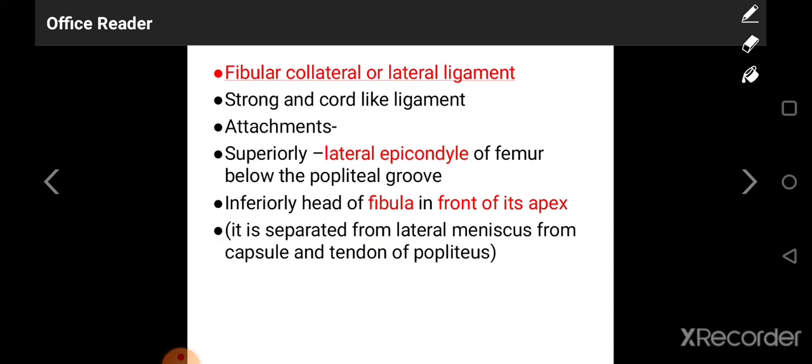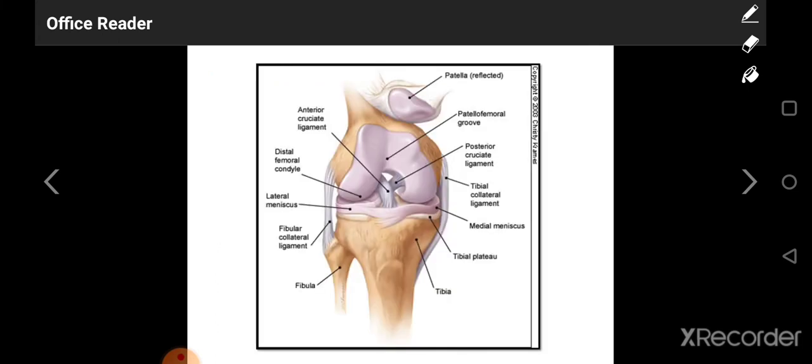Then the next is the fibular collateral, or we can say the lateral ligament. It is also a strong and cord-like ligament and is attached superiorly on the lateral epicondyle of femur above the popliteal groove and inferiorly to the head of fibula in front of its apex. It is separated from the lateral meniscus by the capsule and tendon of popliteus.